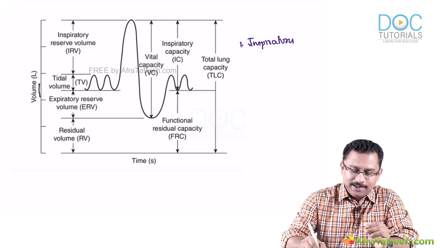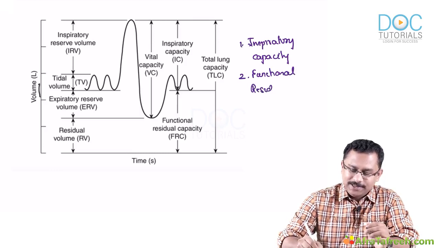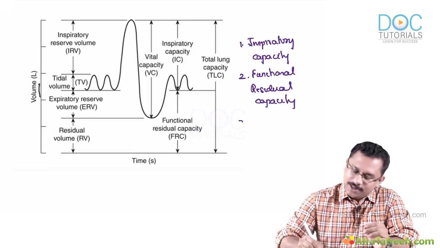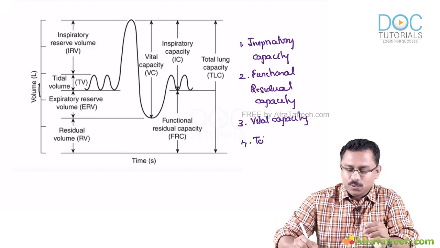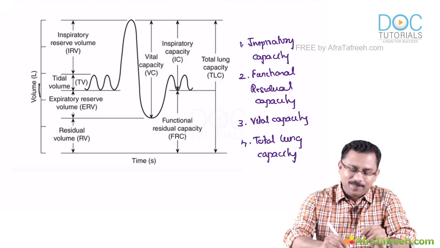Inspiratory capacity. And number 2 is the functional residual capacity. Number 3 is the vital capacity. And number 4 is the total lung capacity. Simple. Okay, 4 capacities.